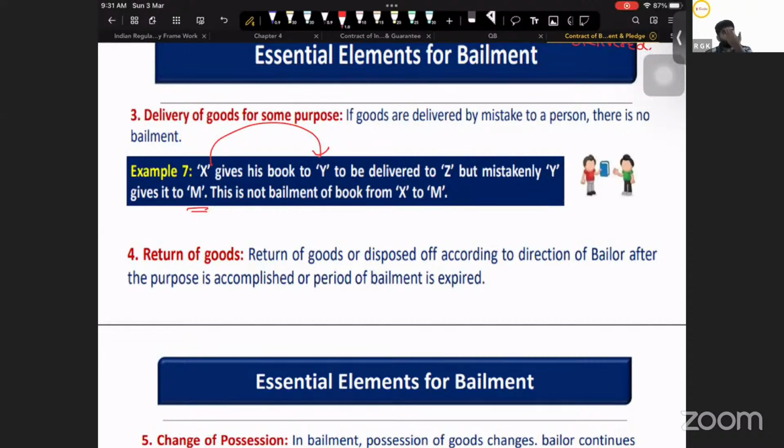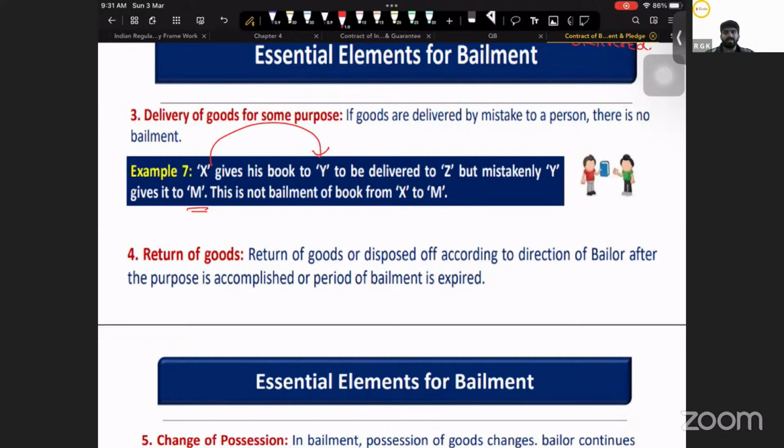So, returning of goods or disposing of them. Courier agency, I said. You have given the goods to the courier agency. Now, the courier agency has to deliver it to the other party. So here the goods are not coming back to you. Rather, it will be given to someone else according to the directions of the person delivering it. So, this is what is called returning of goods or disposing of the goods.